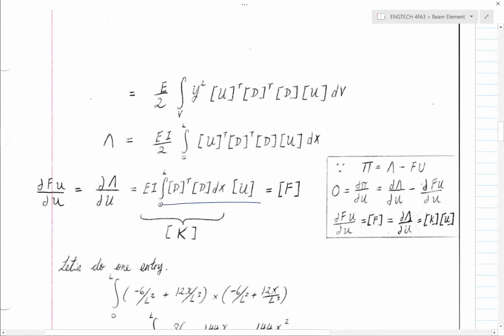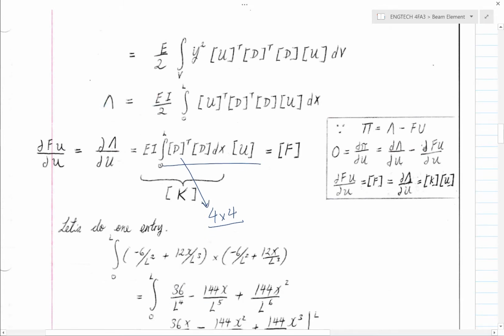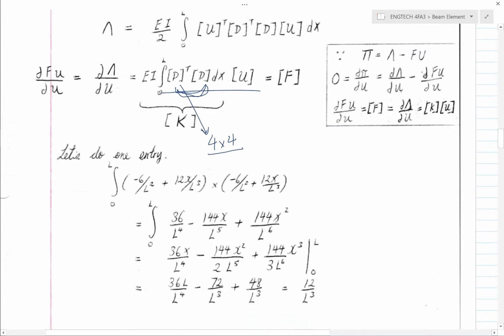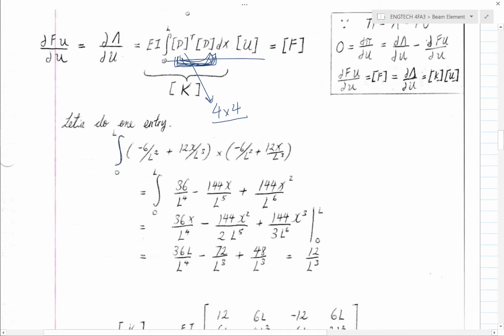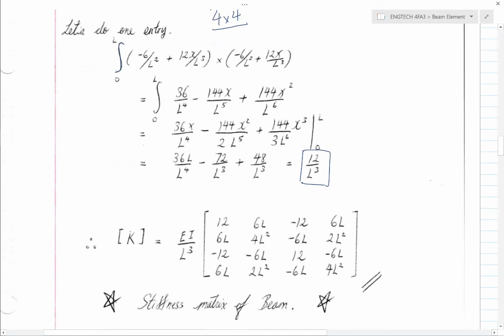Each B is a 4 by 4 matrix. We multiply two matrices together. It's a lengthy process to multiply two matrices together. Let's do one term right here, and then we multiply it and take the integral. For the first entry, we have 12 over L cubed, and we repeat the same process for all other entries. This is the stiffness matrix of the beam element.